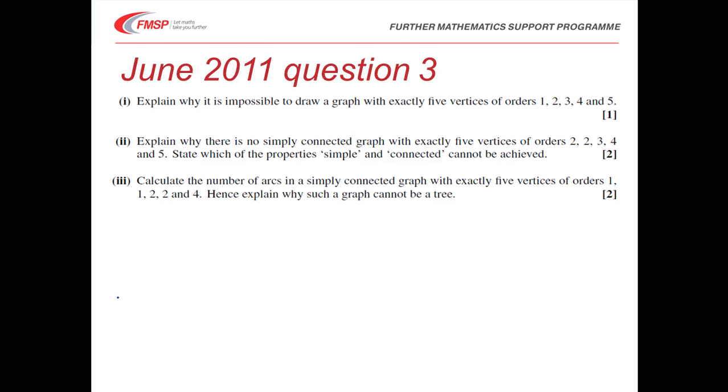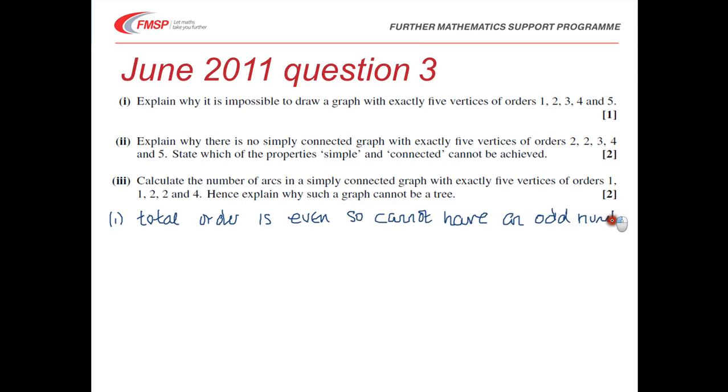So let's break it down into some bits and explain first of all why it is impossible to draw a graph with exactly 5 vertices and the order of the vertices are 1, 2, 3, 4 and 5. So hopefully you will know that the total order of any graph is always even, which means that you cannot have an odd number of odd nodes.